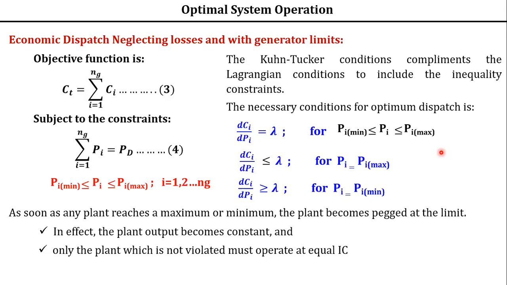The plant output of generator 2 will become constant. That is the meaning of this last statement. Hope you understood this one, isn't it? So this is what we have discussed in the previous class. Again, I have explained it because we are going to solve one numerical problem based on this one. So please keep it in mind here, whatever has been given.